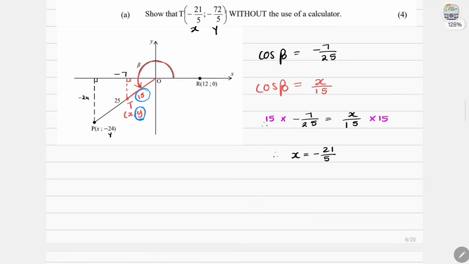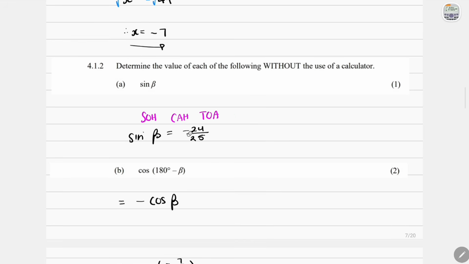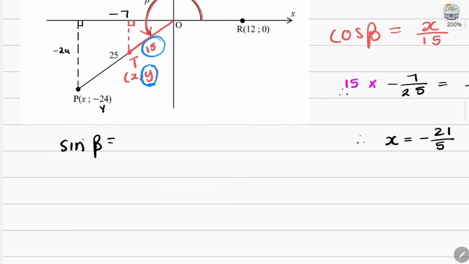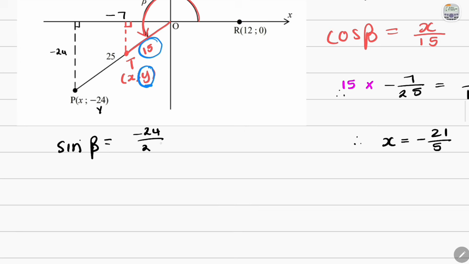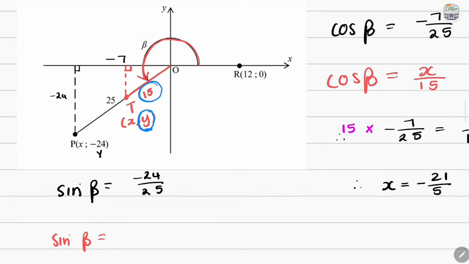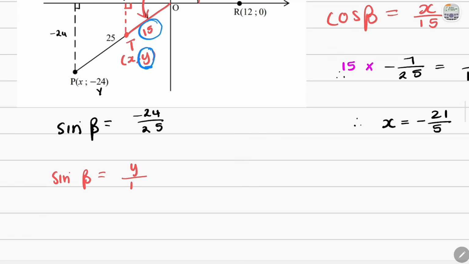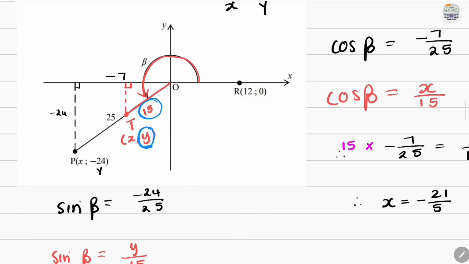So to find this, we'll say sine of beta, and let's find sine beta in the bigger triangle first. We know that it's going to be exactly the same. Sine beta in the bigger triangle was negative 24 over 25. So we'll say this is negative 24 over 25. And sine beta in the red triangle, and let me just leave that in red, is going to be y over 15, opposite over hypotenuse. So this is y over 15. And we know that they're exactly the same since they were drawn using the same angle.